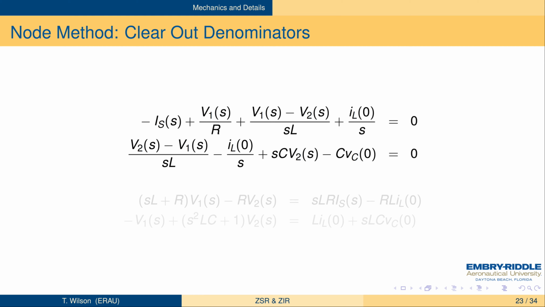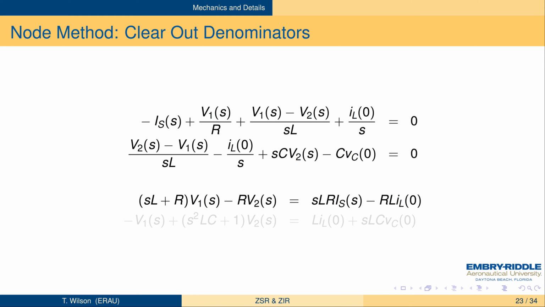Now in the upper equation, we want to multiply every term by S times L times R on both sides. It's sort of globbed here, so we're doing two things. We're doing the multiplication through, and then we're combining scale factors for V1 of S, scale factors for V2 of S, and taking the input terms to the right-hand side. So when we do all that, we get SL plus R times V1 of S minus R times V2 of S, and on the right-hand side, we get S times L times R times I sub S of S minus R times L times I sub L of 0. As I said, it's going to be a bear regardless of what we do.